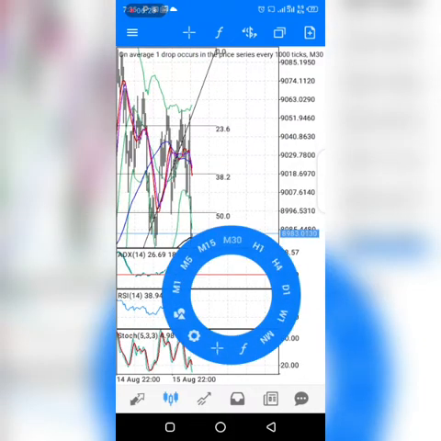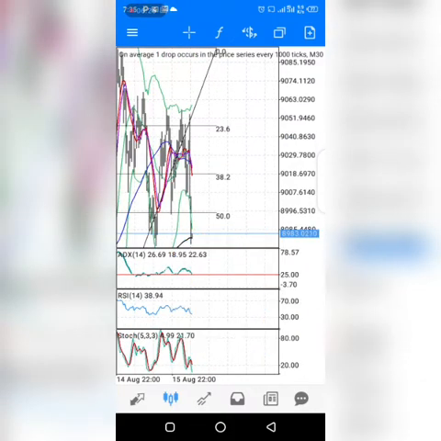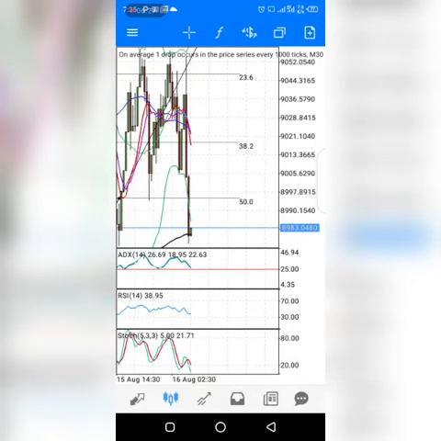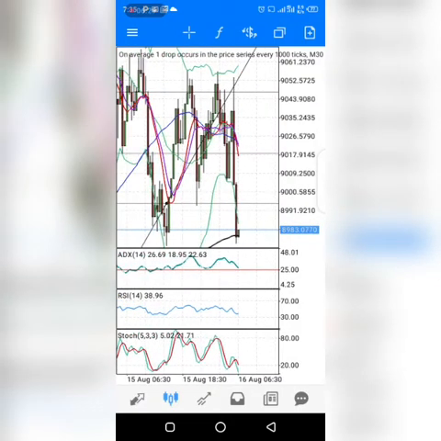So for now, what do you do? You wait for a confirmation. That is the main aim. Always wait for a confirmation before jumping into trade. This last trade will determine whether you can take trade or not.